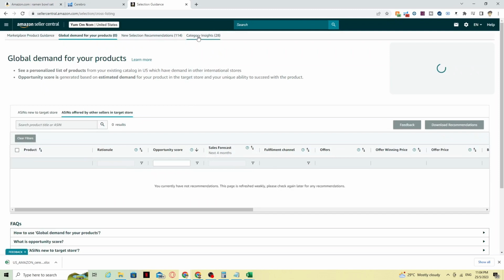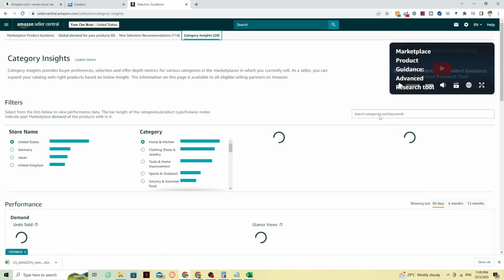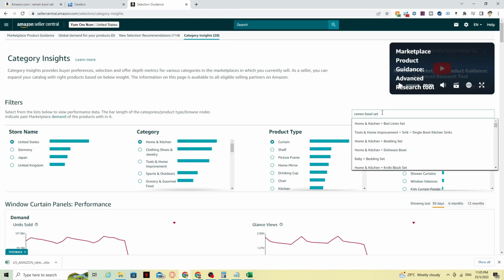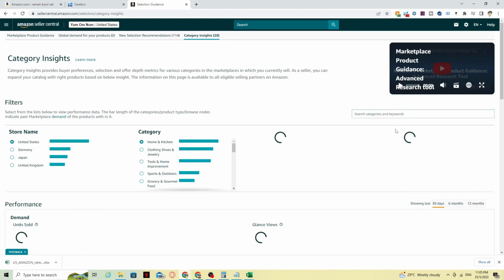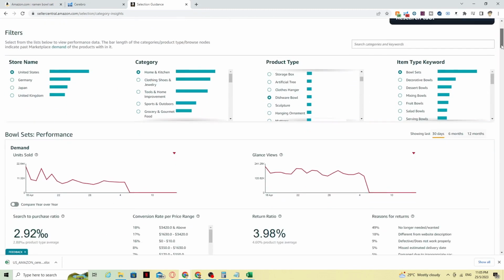We go to category insight at the top tab and just search a category. In this case, let's see, ramen bowl set. I don't think they have it. Alright, so in this case, if they don't have it exactly, maybe the closest one is the bowl sets. Okay, this is probably the closest to the category that we're targeting already.